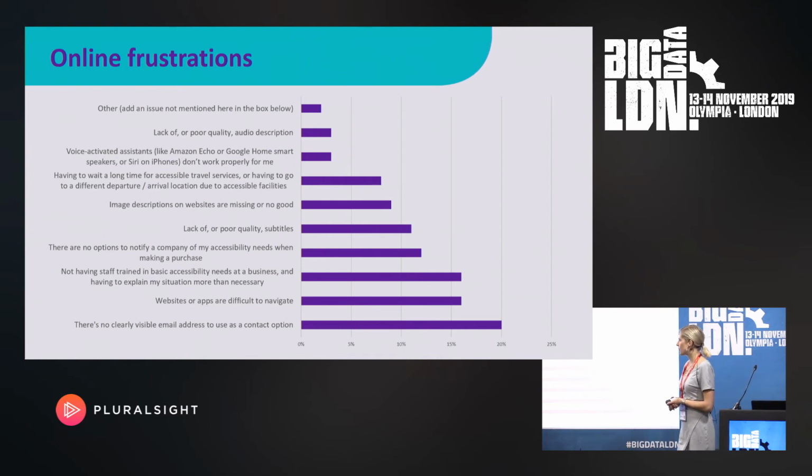Voice-activated assistants like Amazon Echo, Google Home, smart speakers, Siri on iPhones don't work properly for me. So if you have a speech impairment, or if you're deaf, then you can't interact with a voice assistant. Actually, I do know that Amazon are working on enabling Alexa to understand people who have a speech impairment, so look forward to when that comes out. Having to wait a long time for accessible travel services, or having to go to a different departure or arrival location due to accessible facilities, that's really frustrating.